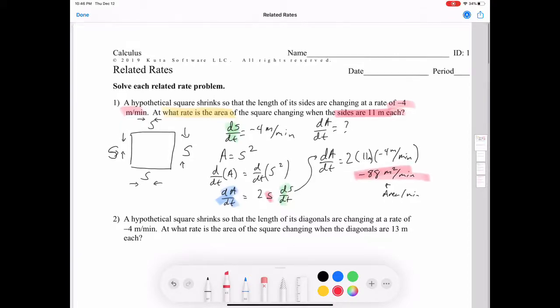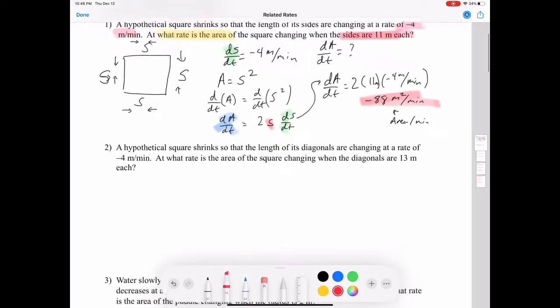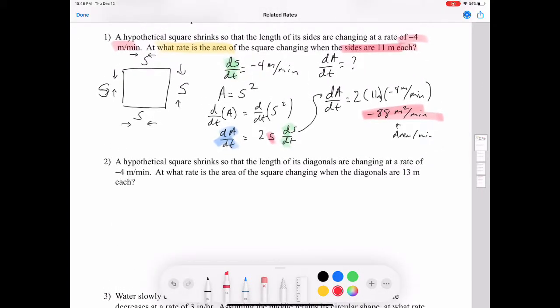Okay, let's go ahead and move on to the next question. Now this question looks like our first question. It says a hypothetical square is shrinking so that the length of its, in this case, diagonals. So as these problems change, we have to kind of figure out how to do these problems. So I'm going to go ahead and draw this out. So we have again, a hypothetical square. And we know that its diagonal, we can call that D. Well, let's not call it D because D would be confusing because dD, right? Maybe we'll call it hypotenuse. H is changing at a rate of negative 4 meters per minute.